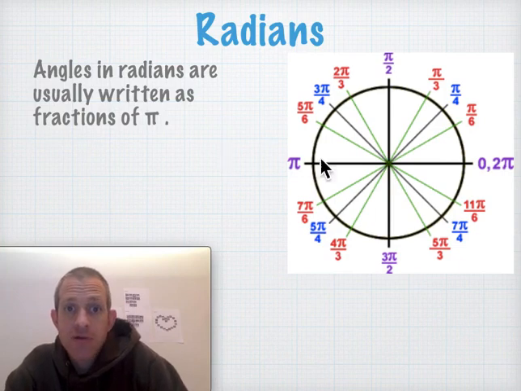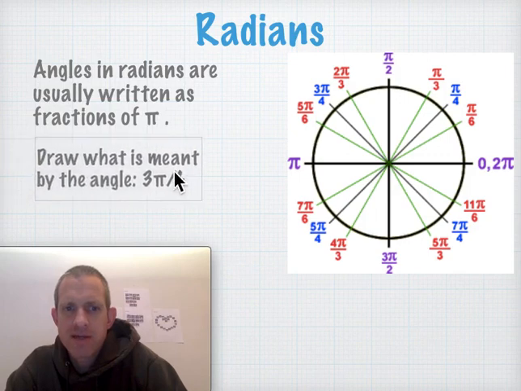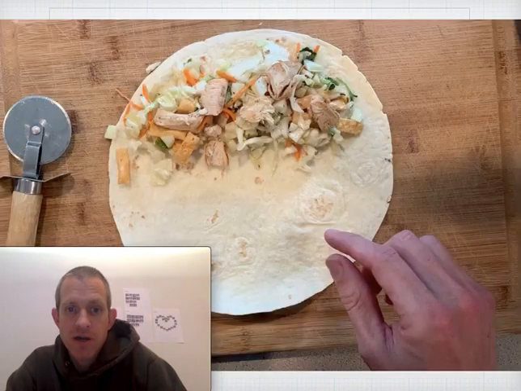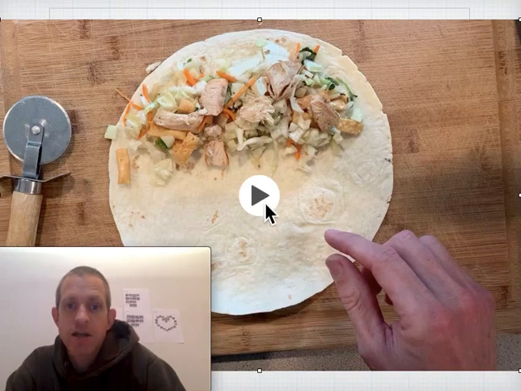Because halfway around is pi radians, angles in radians are almost always written as fractions, specifically as fractions of pi. And so here's a couple examples. This angle right here, from here to here, is called 2/3 pi radians. And so an important skill that you might need is just to think about what's meant by an angle like 3 pi fourths. And how do we draw that? And so today at lunch, I made a quesadilla and I cut it up into 3 pi fourths radians.